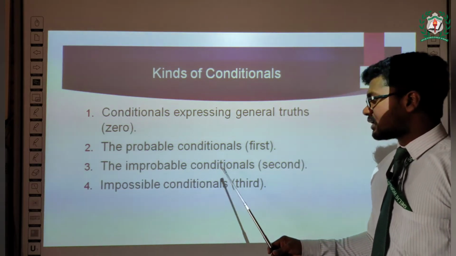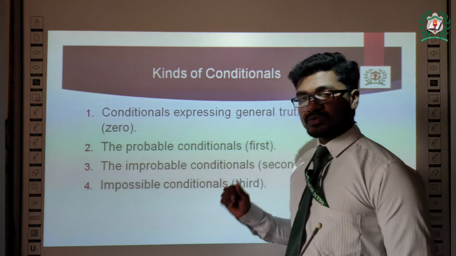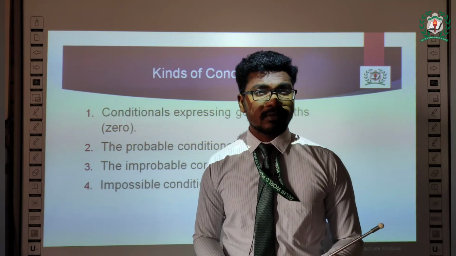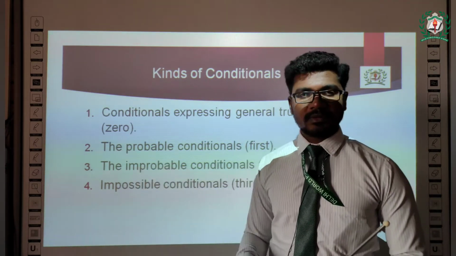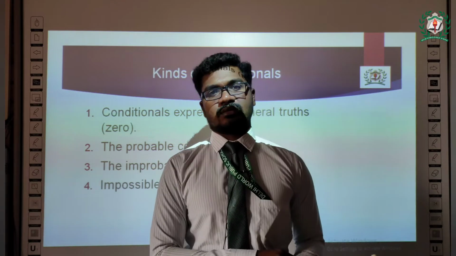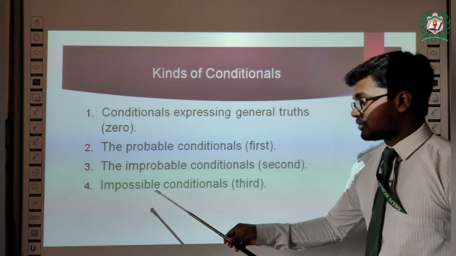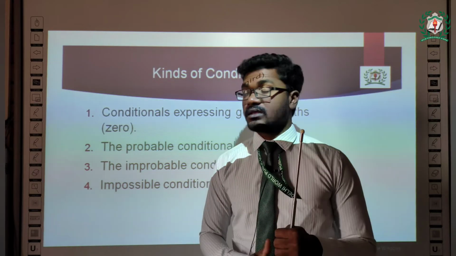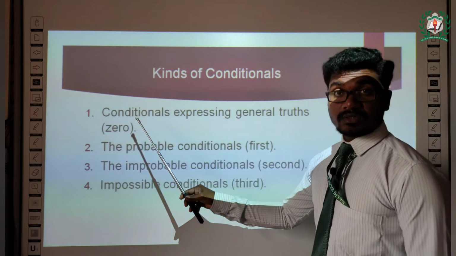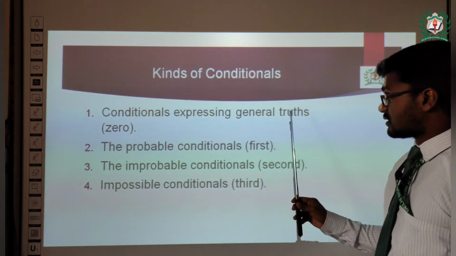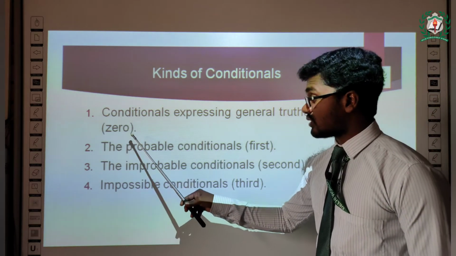The improbable condition is the second one. What is the improbable condition? Opposite to probable is improbable, which cannot occur. And the third one is the impossible condition, which cannot happen at all. So in your books it is given as conditionals expressing general truth. The other name is not given, that is 0.